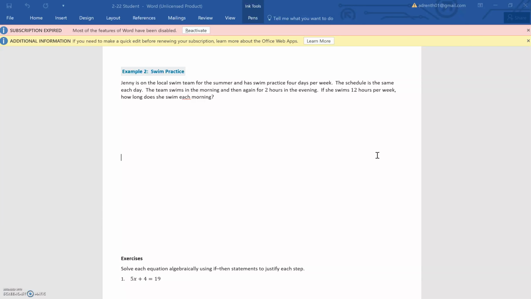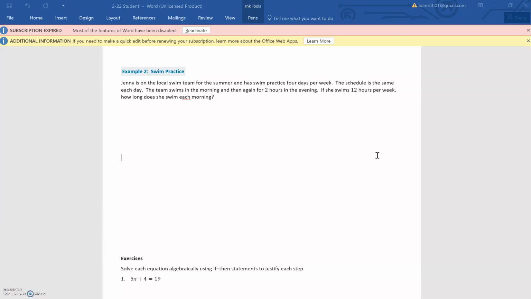So example 2 is about swim practice. Jenny is on the local swim team for the summer and has to swim practice 4 days per week. The schedule is the same each day. The team swims in the morning and then again for 2 hours in the evening. If she swims 12 hours per week, how long does she swim each morning?